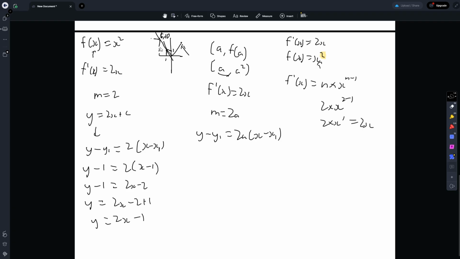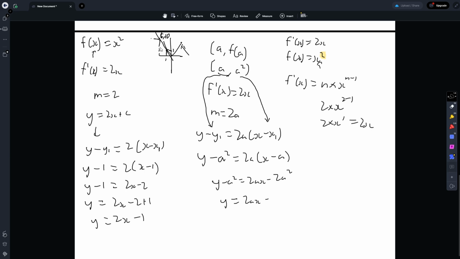And now we have to sub in these values again, like that, because we know that these points are on the graph. y minus a squared equals 2a times (x minus a). So now we have y minus a squared equals 2ax minus 2a squared. y equals 2ax minus 2a squared plus a squared. y equals negative a squared plus 2ax.